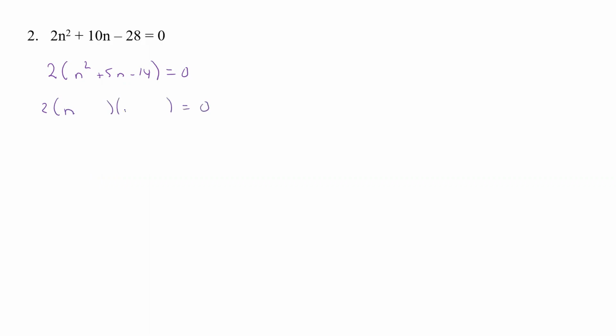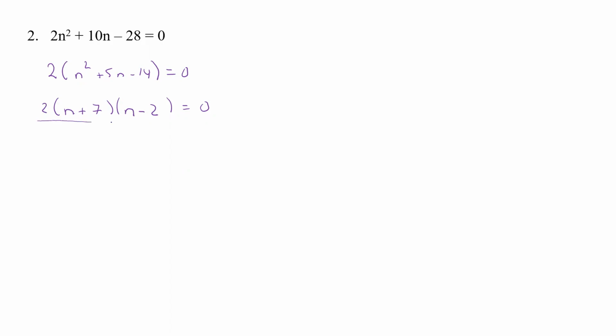Well, it's going to be n times n, and it's going to be a plus and a minus. And now we want the larger factor to be positive, the smaller to be negative. So two factors of 14 that multiply to 14, but when you subtract them, we get 5. Well, that would be 7 and 2, because 7n minus 2n is 5n, and 7 times a negative 2 is negative 14.